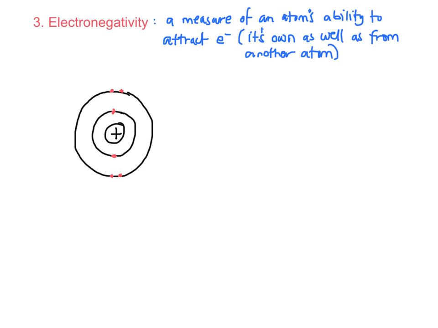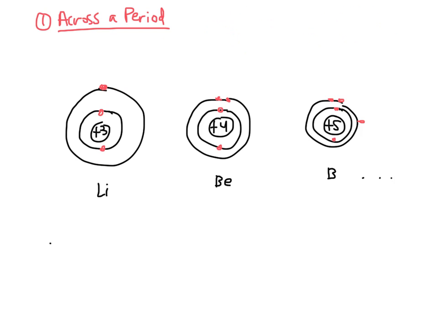And so you can imagine that an atom's electronegativity would increase. It would have a higher ability to attract electrons if it had space closer to the nucleus and if there were a lot of protons in the nucleus. So you're going to start to realize that all of these trends are very related. As far as electronegativity is concerned, it's really related to radius.